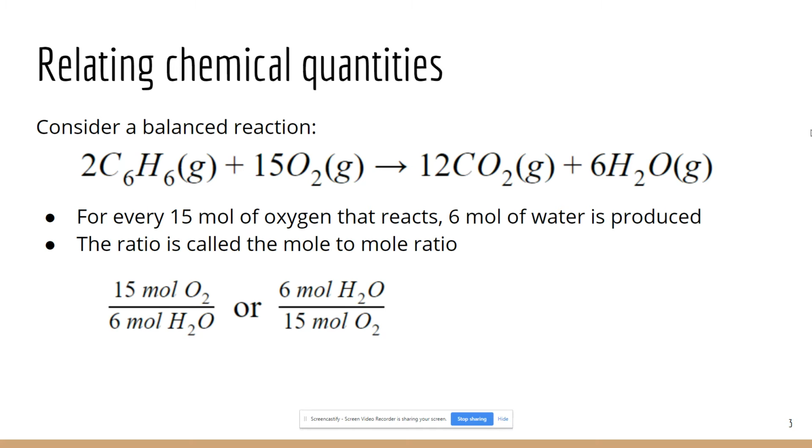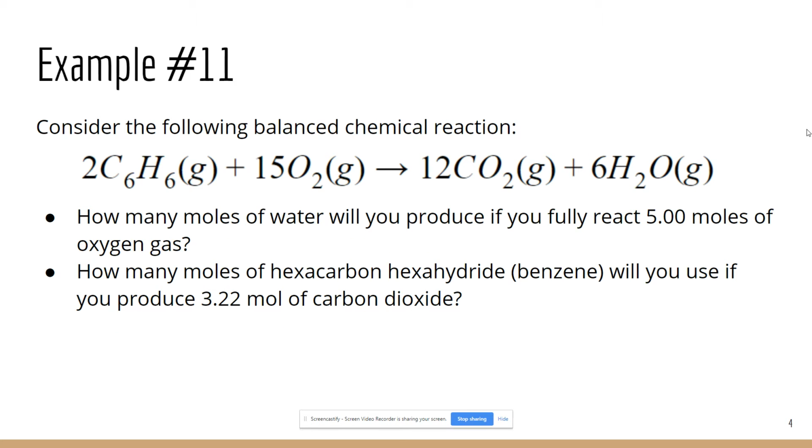I can pick any two things in this chemical equation. It doesn't matter if they're both reactants, both products, or if one's a reactant and one's a product. None of that really matters in terms of actually doing the calculation. Let's take a look at a couple of examples.